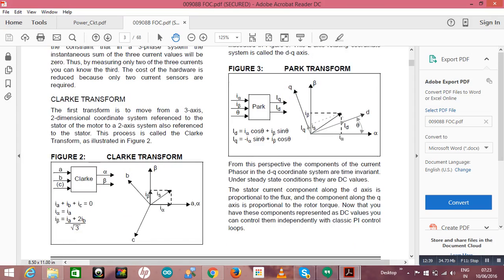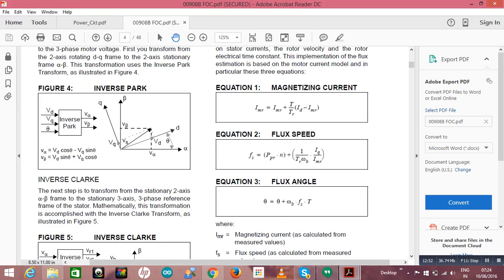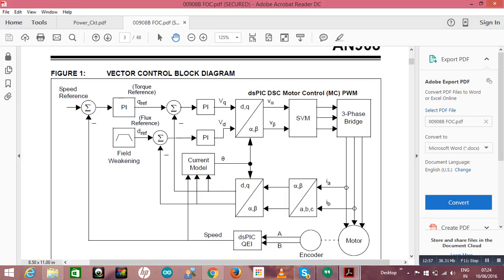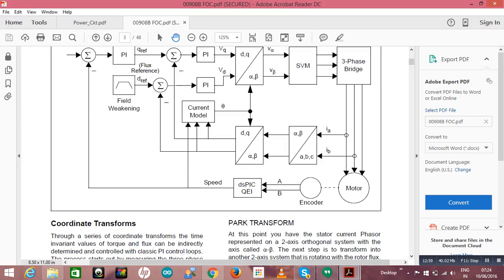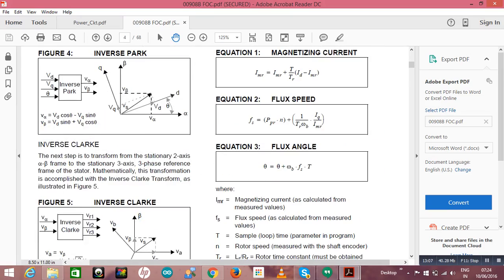It's very simple mathematics how to convert alpha-beta to DQ, then three-phase to two-phase, and there is a current model inside. Here you have seen the current model. Its output is theta; the inputs are ID, IQ and speed, and the output is theta. So this is how to do it. If you really need to understand how it comes, I will explain, but this is a simple mathematical equation.